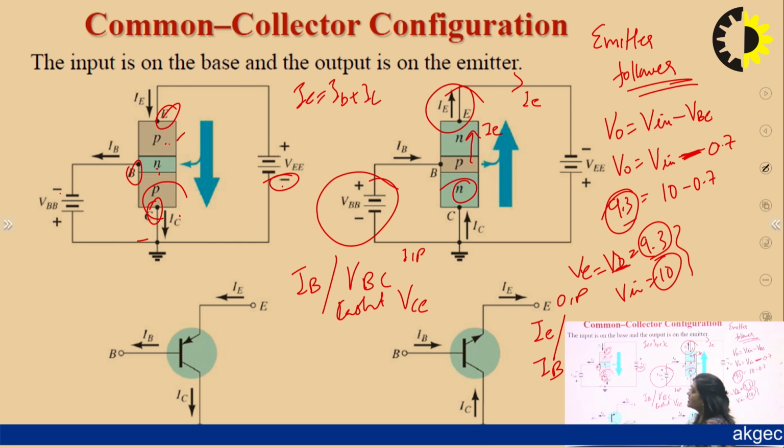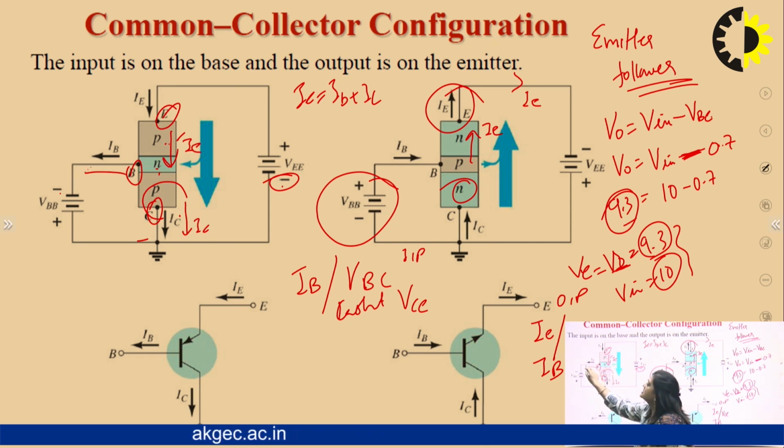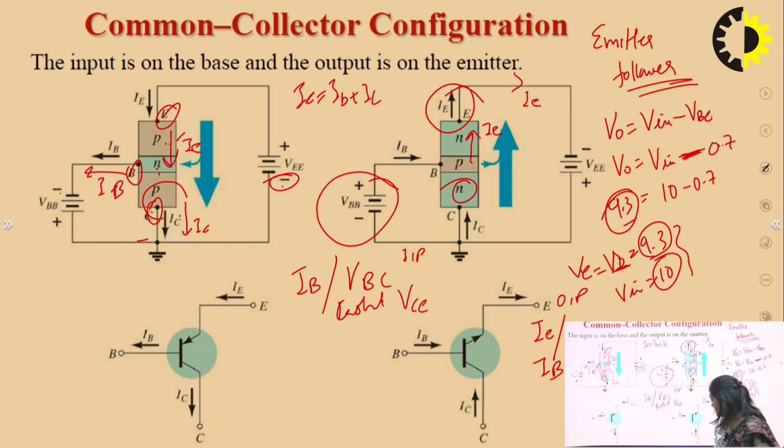Here, always look at the emitter first. We can see the emitter is P type, so the direction of current is always from P to N. So it will be flowing from this side. This will be the emitter current. Now the collector current will be downward and the base current will be here, because IE is the sum of IB plus IC. So IE will be distributed into IB and IC here.